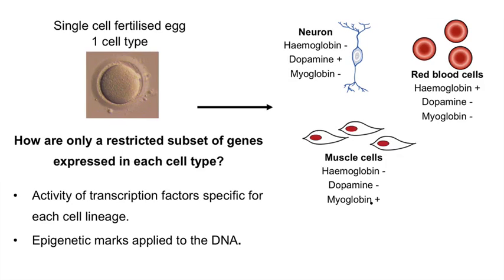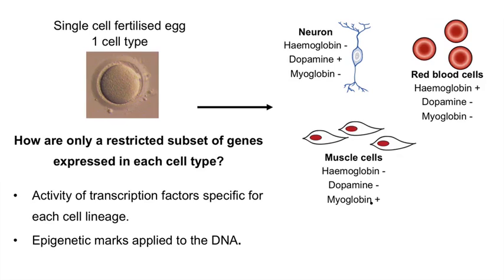So then the question becomes, well, if each cell type is defined by the genes that are expressed, how can a different set of genes be expressed within each cell? How does the cell know which one to make, which genes to express? And this is by a combination of two things. It's the activity of transcription factors that are specific for each cell lineage.